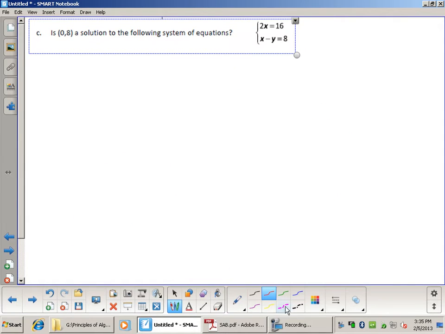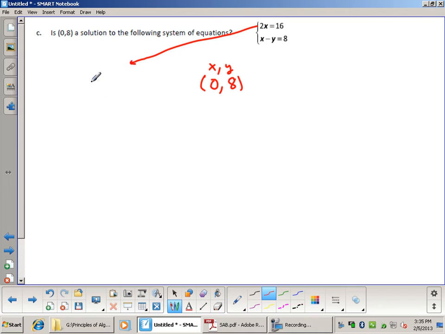Let's go to round 3. We're going to check: is (0, 8) a solution? Again, let's remind ourselves that's the x and that's the y, and that we have to check both equations. 2x is equal to 16, and x minus y, whoops, is equal to 8. So let's do some substitution and checking. So 2 times the x value, which will be a 0, is equal to 16.